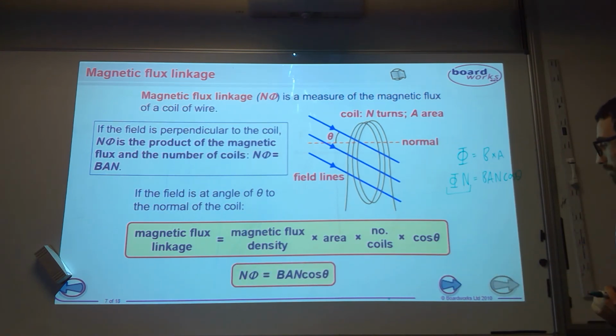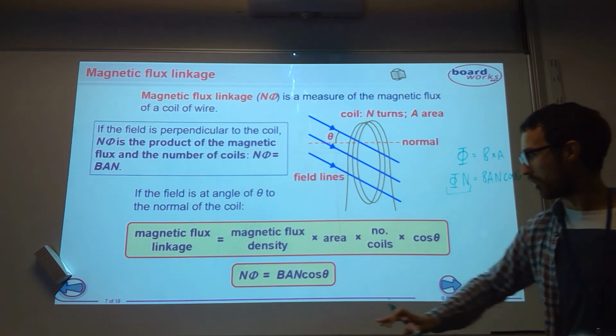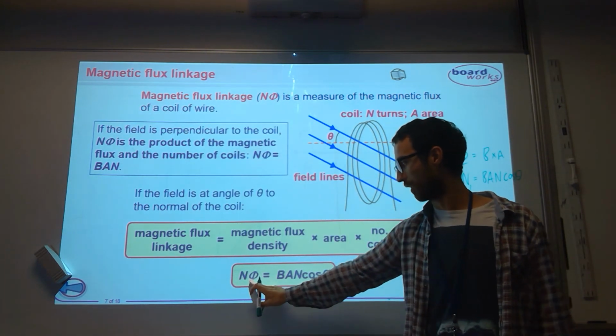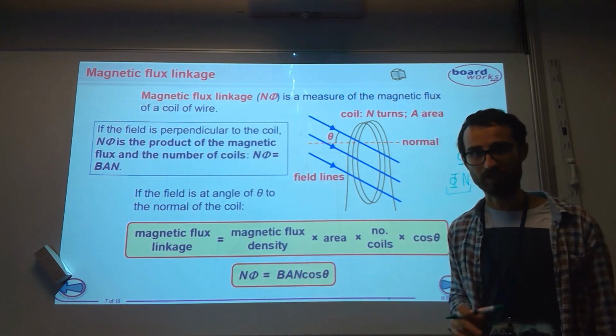And there it is at the bottom. Nice and obvious. Remember, you can just copy out the N, and then you've got magnetic flux linkage is equal to BAN cosine theta, which is useful.